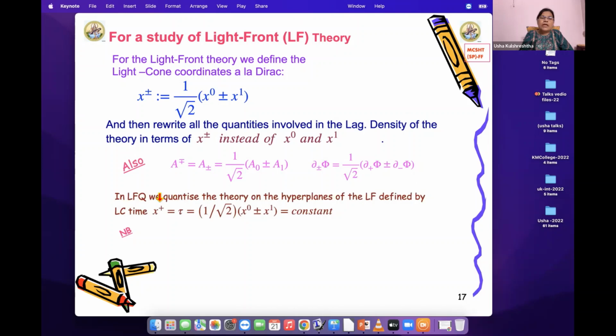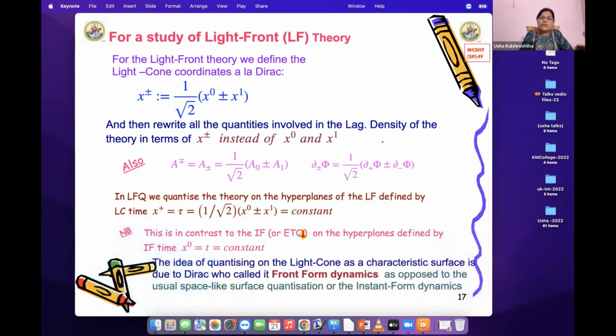So in the Light-Front quantization, we quantize this theory on the hyperplanes of the light front, which is defined by x plus equal to constant. So this is in contrast to the instant form where we study this theory on the hyperplanes defined by x0 equal to constant. And actually this idea of quantizing on the light cone as a characteristic surface is given by Dirac, who called it front form of dynamics as opposed to the usual space-like surface quantization.